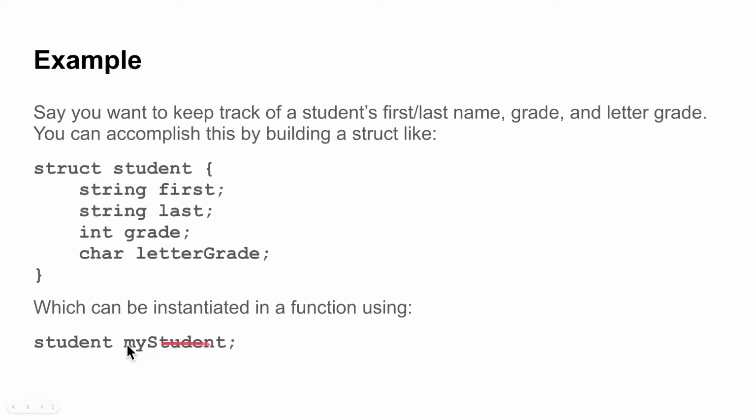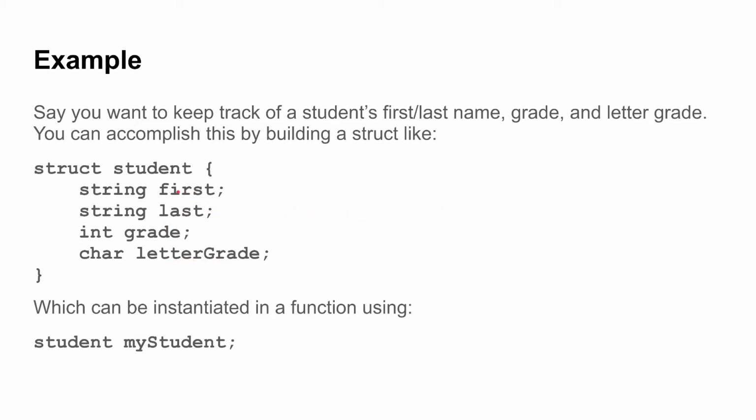So down here, we make an instance of the student struct by instantiating that student struct, using the data type of our variable here as student, which is the data type we have made up here. And then we make an identifier for this instance of our struct, which is called myStudent. Again, this myStudent has these 4 elements in it: first, last, grade, and letter grade.